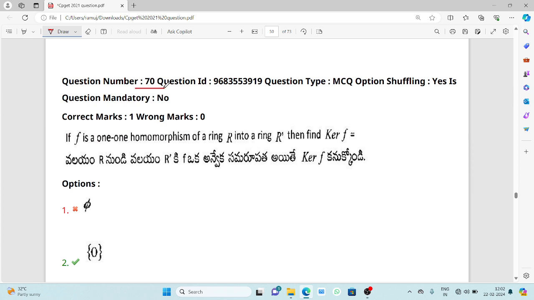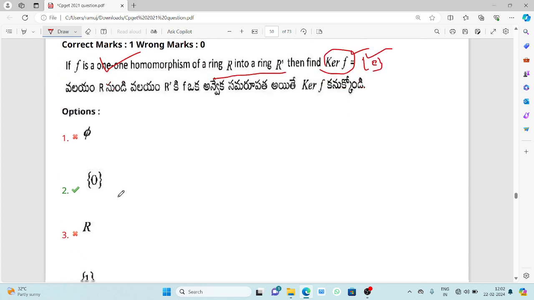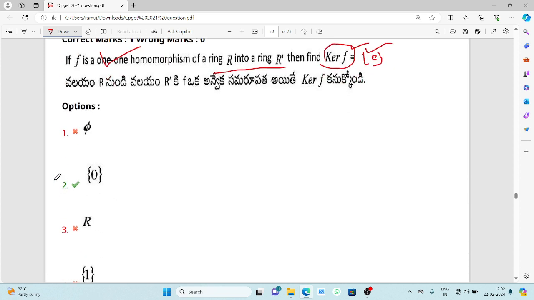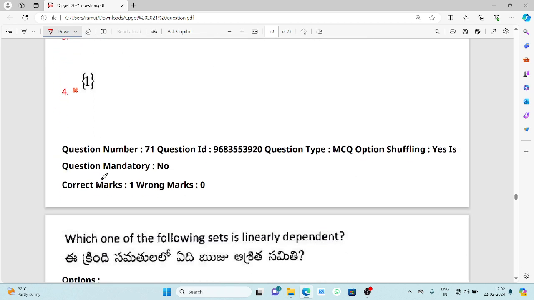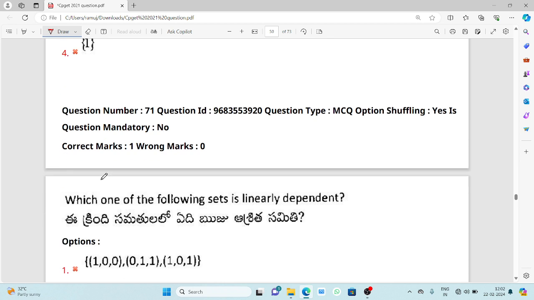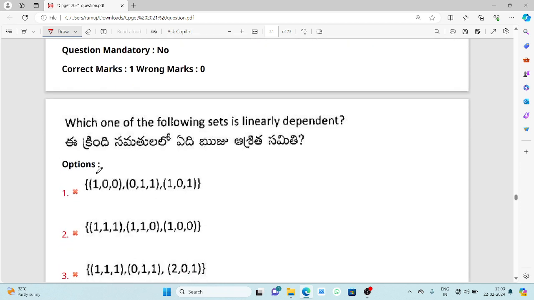Question number 70 is: if F is a 1-1 homomorphism of a ring R into a ring R dash, then find the kernel of F. He already told us F is a 1-1 homomorphism. When a homomorphism is 1-1, the kernel of F is the identity. By the first fundamental theorem of isomorphism, we can say that the kernel of F is the identity. The additive identity here is the singleton 0. And question number 71 is: which one of the following sets is linearly dependent?